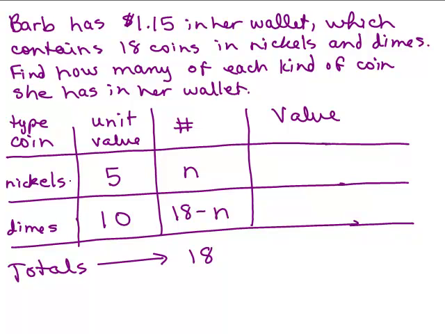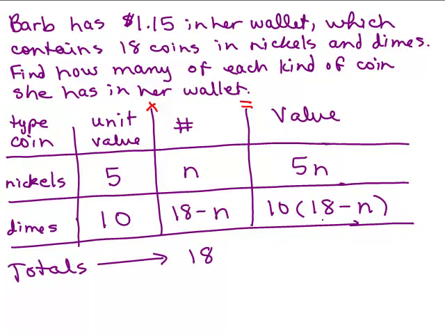All right, so the value of the nickels, remember, each nickel is worth 5 cents. So you take the unit value times how many nickels, and that equals the value of the nickels. So the value of the nickels would be 5 times N, or 5N, and the value of the dimes would be 10 times the number of dimes. Well, the number of dimes is 18 minus n, so I need to put 10 times, and then in parentheses, 18 minus n. Now, what's the total value of all the nickels and the dimes?